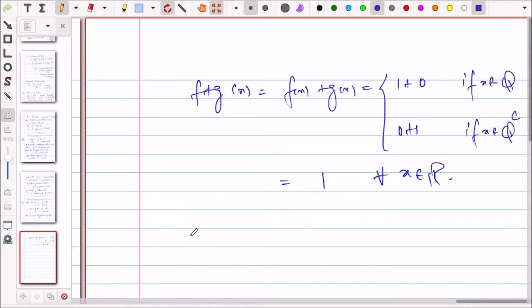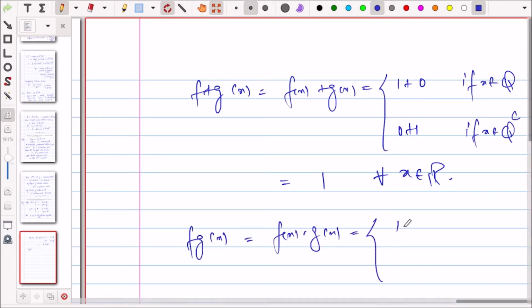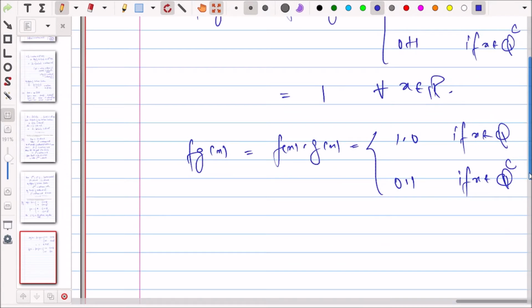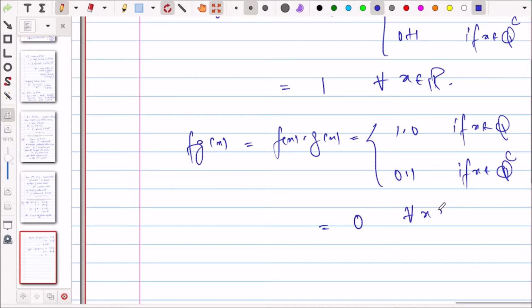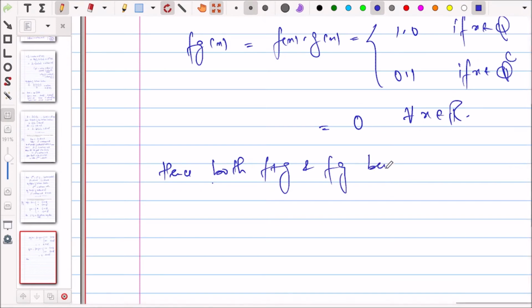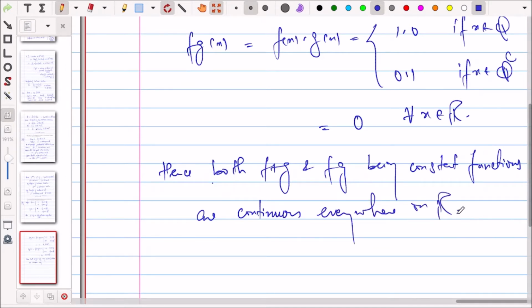and (fg)(x) is equal to f(x) times g(x), which is equal to 1 times 0 if x belongs to Q and 0 times 1 if x belongs to Q complement. So this is nothing but the constant function 0 for every x in R. So hence both f plus g and fg, being constant functions, are continuous everywhere on R. This is how you can take an example.